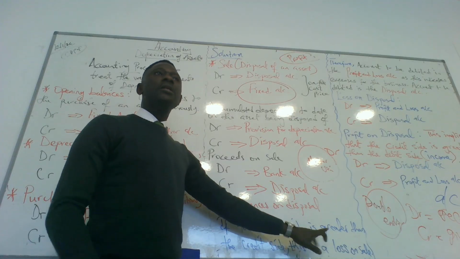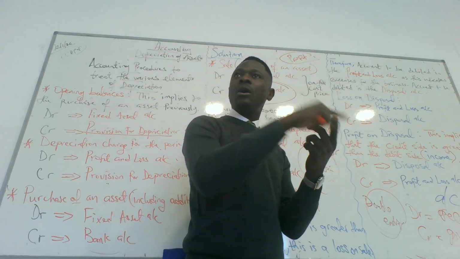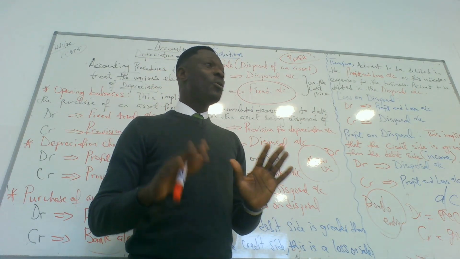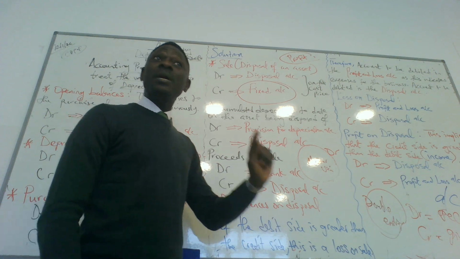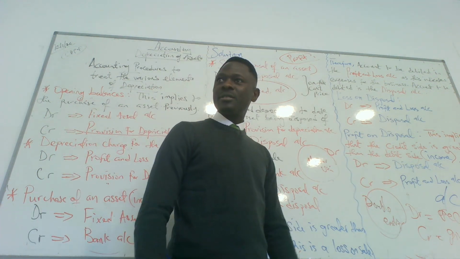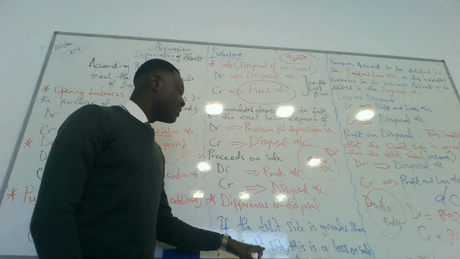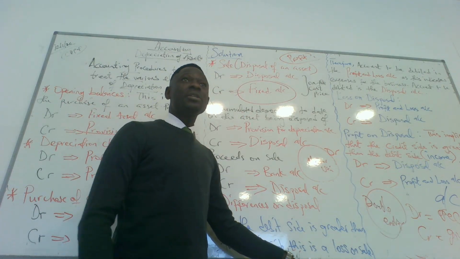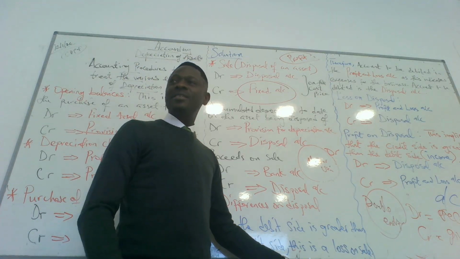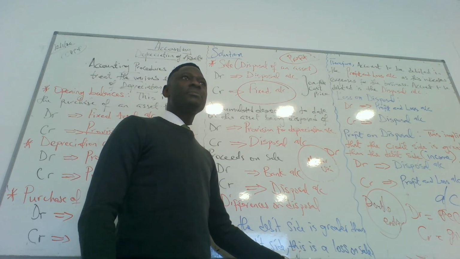Differences on disposal. Now, either you make a profit or you make a loss. When you are disposing of the asset, it's either you make a profit or a loss. So those are the two situations. So, how do you know if you make a profit? If the debit side is greater than your credit side, you're making a loss, because it means your expenses are more than your income.